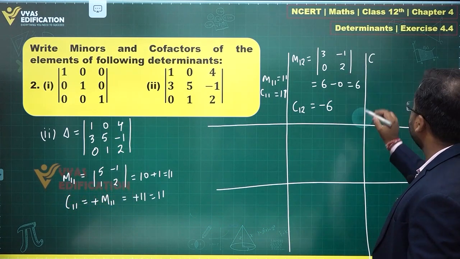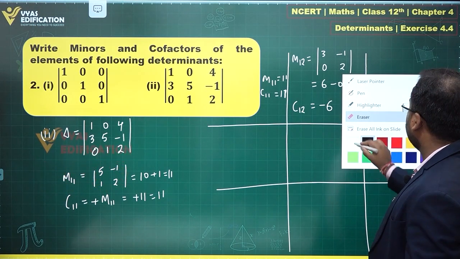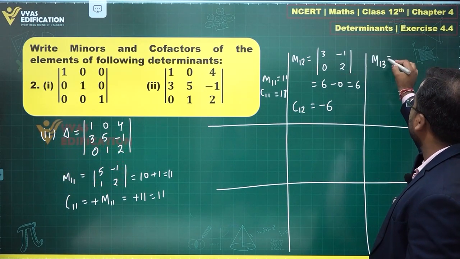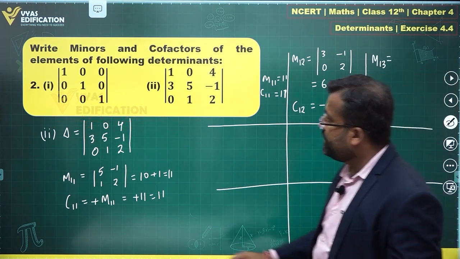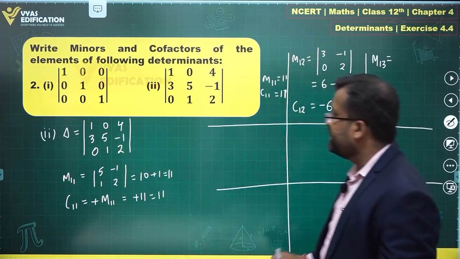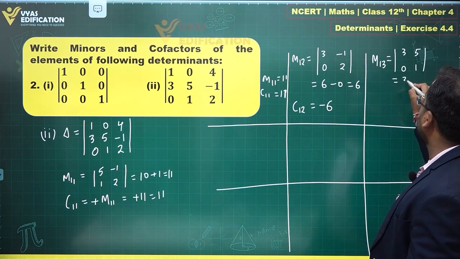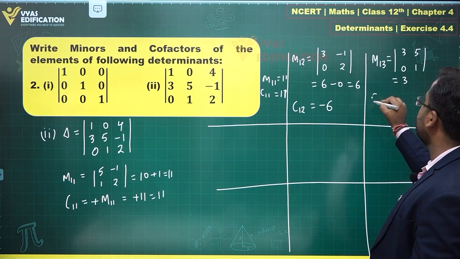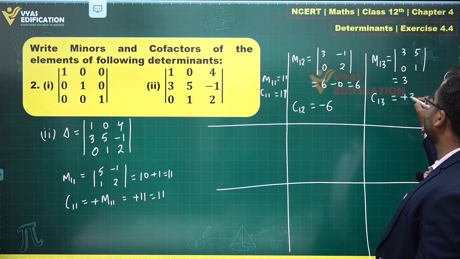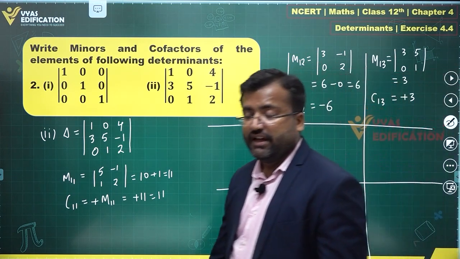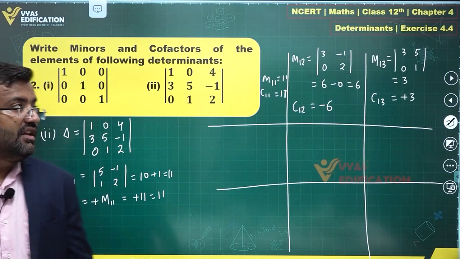First we'll find M. We require the minor M13 over here. M13 will be equal to, 1 and 3 will be deleted, 3, 5, 0, 1. So this will be equal to 3 minus 0, which is simply 3. C13 will be plus 3. This is what you'll have. Extra plus sign. That's all that you have.